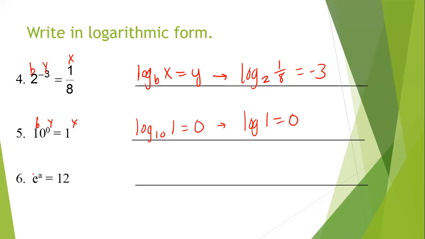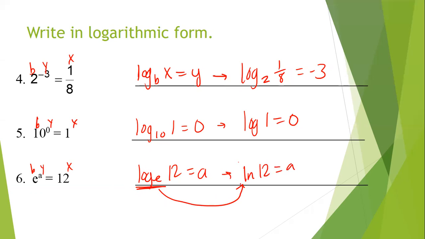All right, again, by to your x, by x. So that gives us log base e of 12 equals A. Now, when you have log base e, what do we say that meant? ln, it means natural log of 12 equals A. And that's the correct form.